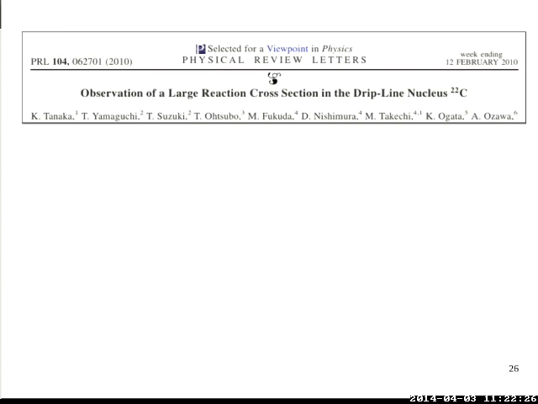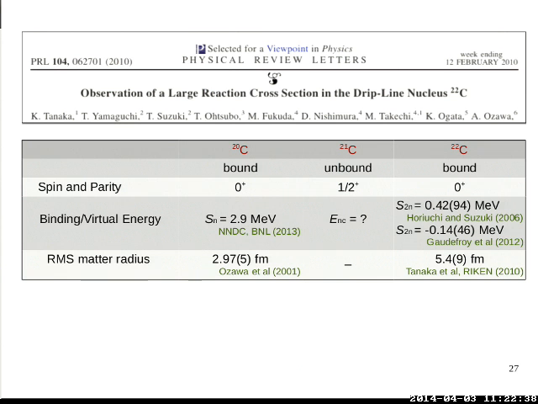So in 2010, this paper came out. They measured a large reaction cross section for carbon-22, and they deduced a very large value for the RMS matter radius of carbon-22. That's the value, 5.4 Fermis, which breaks all records. It's much larger than anything ever seen before. So here's a summary of experimental data on carbon-20, 21, and 22. Carbon-21 is known to be unbound. The ground state spin parity of carbon-20 is 0 plus, and that of carbon-22 is 0 plus.